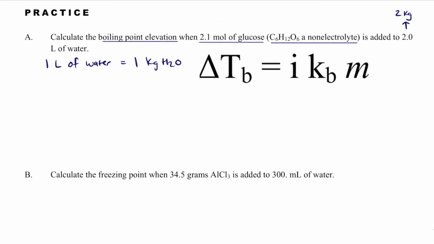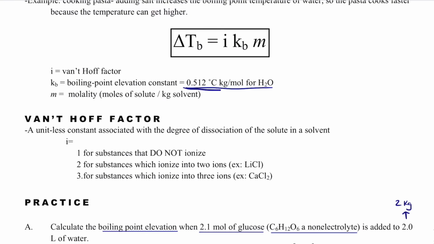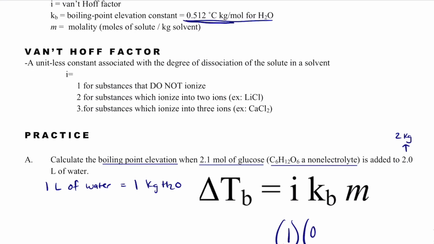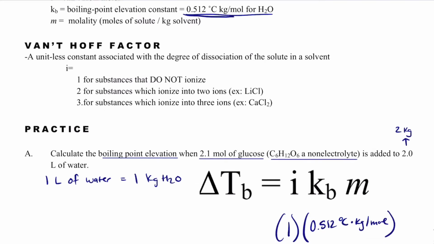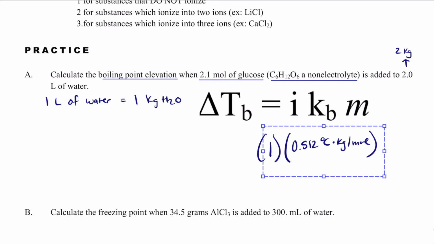Okay, so we have a non-electrolyte. That means our Van't Hoff factor is 1. We are dissolving this in water. I know it doesn't say that. That is my bad, but I wrote the problem, so I know that it is. In Kb, if I look at my formula sheet, that is 0.512 degrees Celsius times kilograms divided by moles. And then we're going to multiply this by the molality.